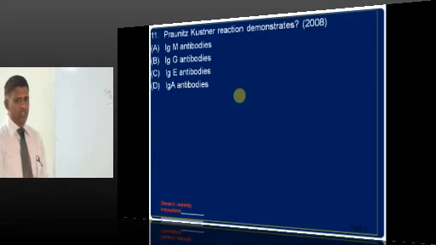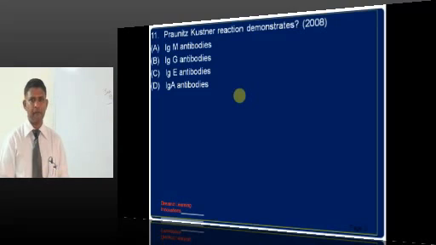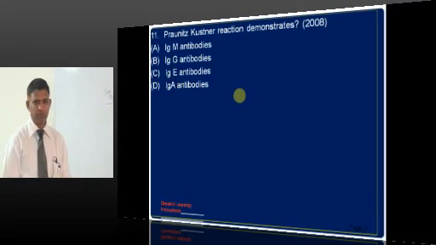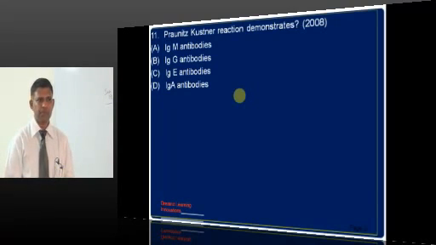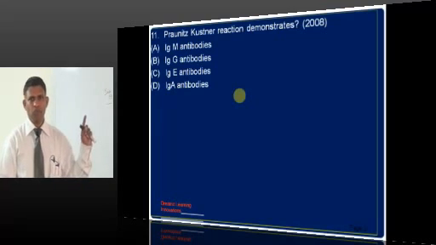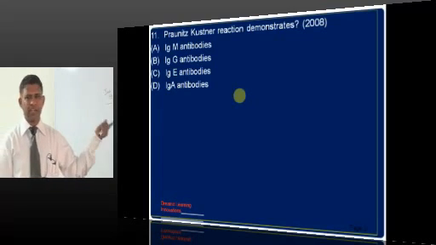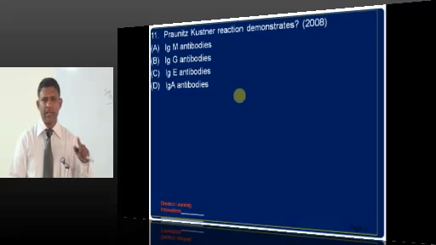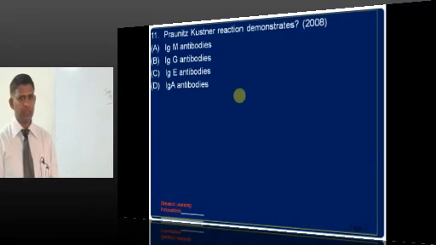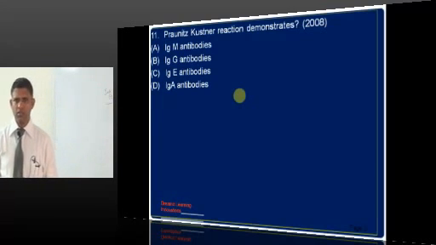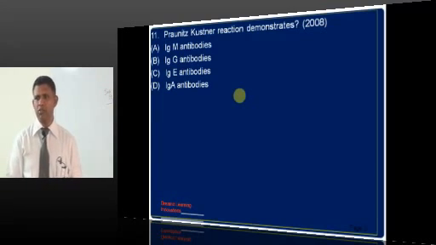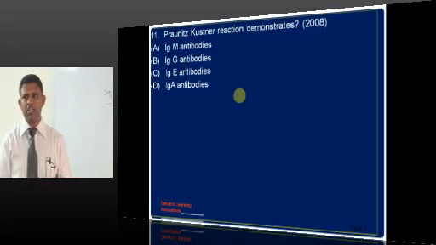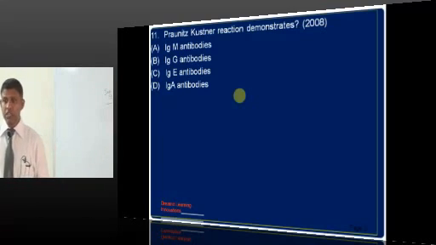Prausnitz-Kustner reaction demonstrates, basically, passive cutaneous anaphylaxis, and it is mediated by IgE. There are two people, Prausnitz and Kustner. The two people experimented on themselves. Prausnitz was actually allergic to fish. He was allergic to fish.